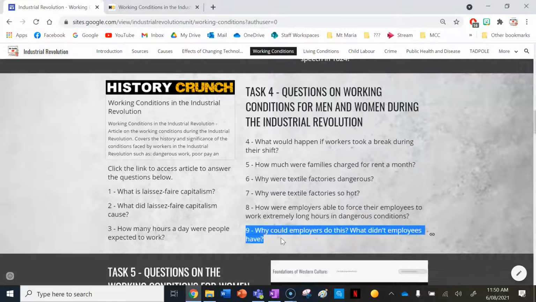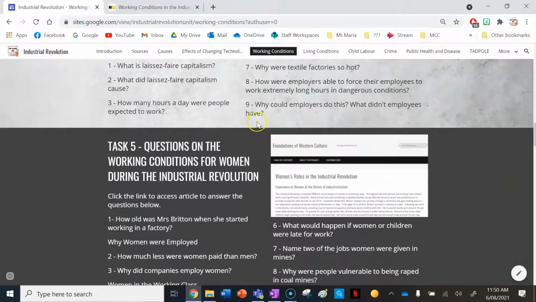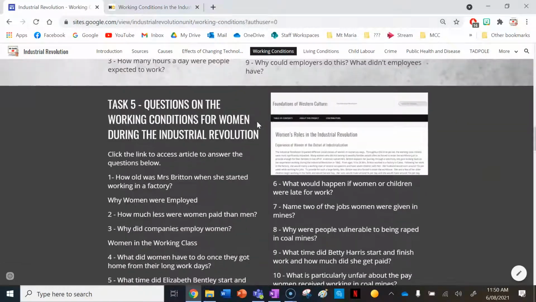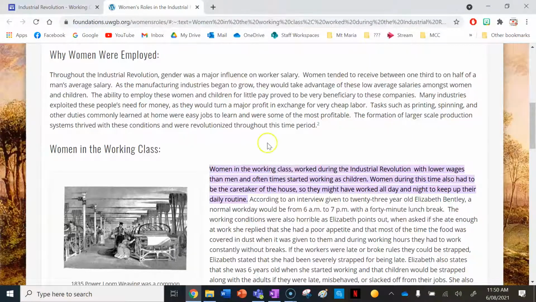And number 9, why could employers do this? What didn't employers have? Employers didn't have any rights or unions, and Factory Acts later helped employees form unions.